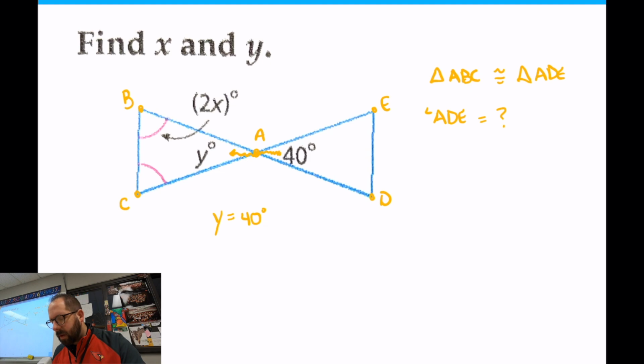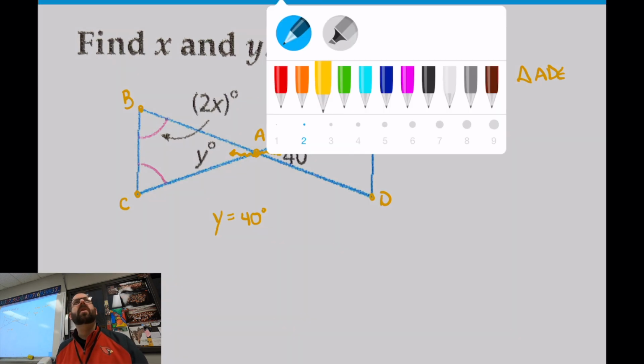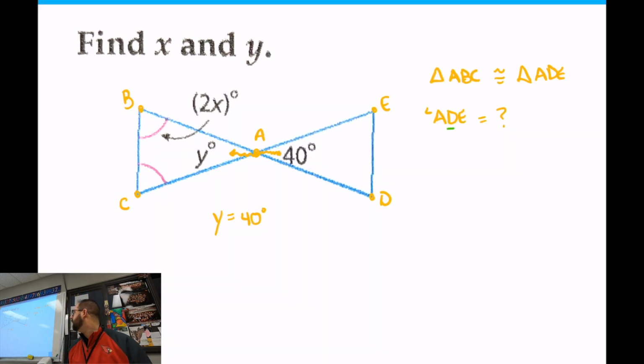So all right. Now what we're gonna do is we're gonna try to find it. So we found y is a 40, right? Because of the little vertical angles, so good. Now, how do we find x? How would we solve for x? Any ideas what we need to do here? How do we solve for x?